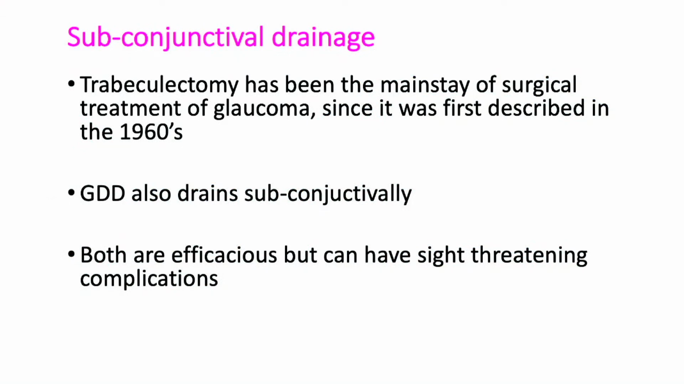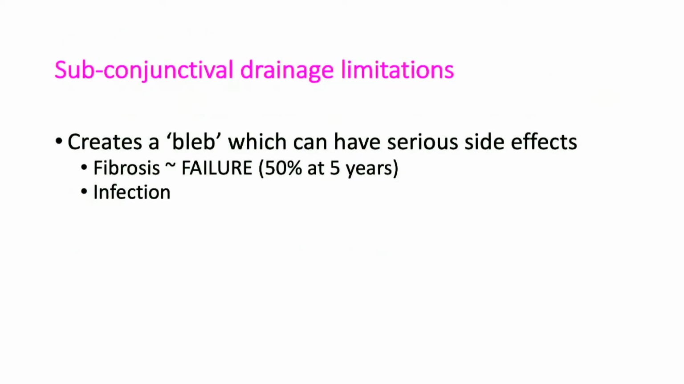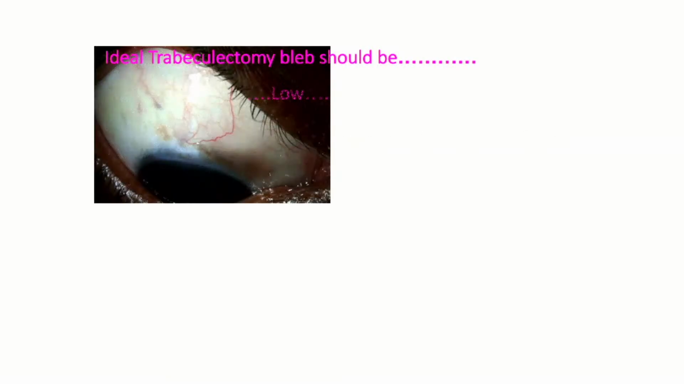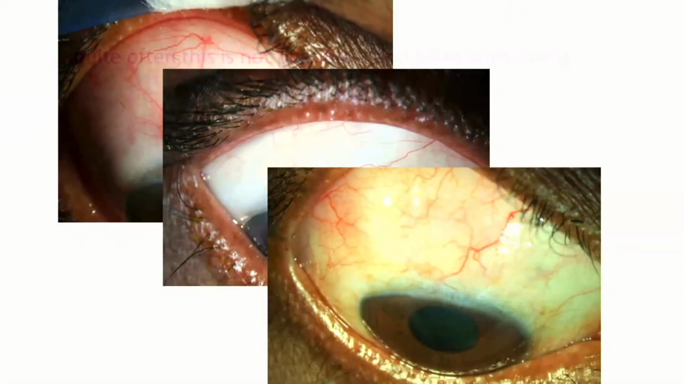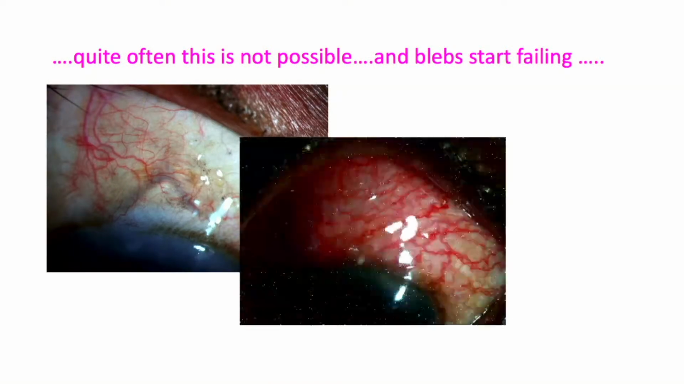Although trabeculectomy was and continues to be the mainstay. So do the tubes. They also drain subconjunctival. You remember, the bleb is formed far away from the limbus. So that bleb is the one that can lead to failure, both in trabeculectomy. As you can see, we want a trabeculectomy which has low, diffuse, posteriorly directed blebs, and you want it on a repeatable basis. But that does not happen. Unfortunately, blebs start failing, and they start looking something like that, or fail completely, and they start looking like that.